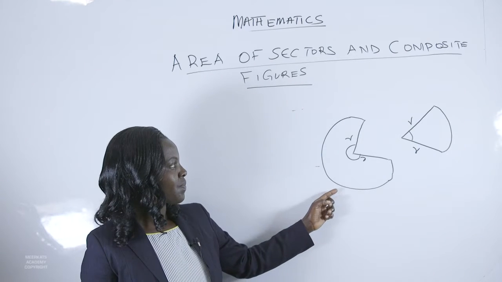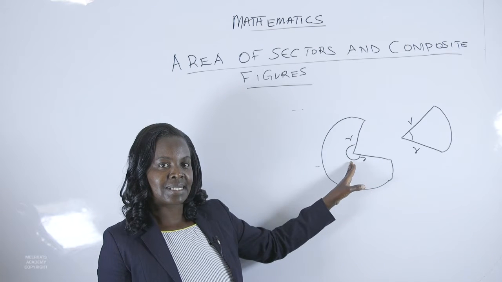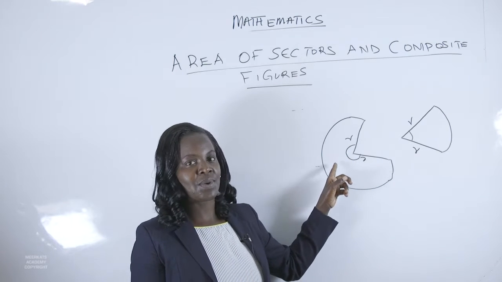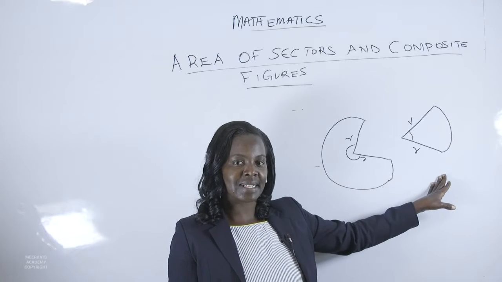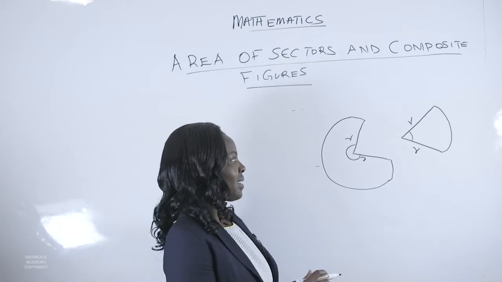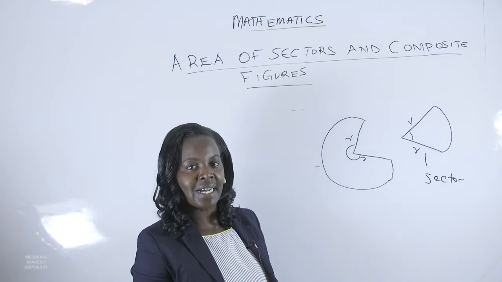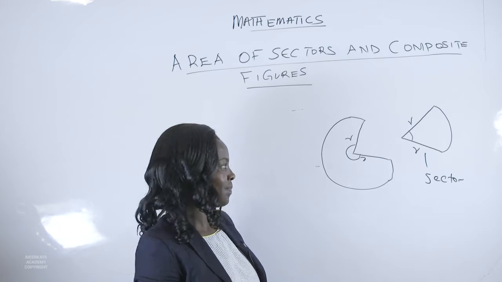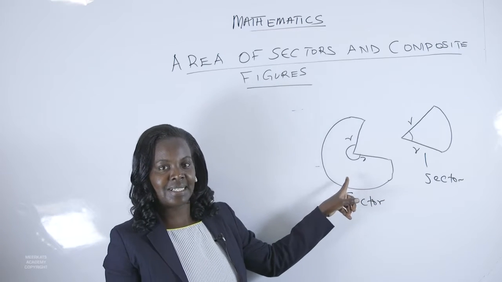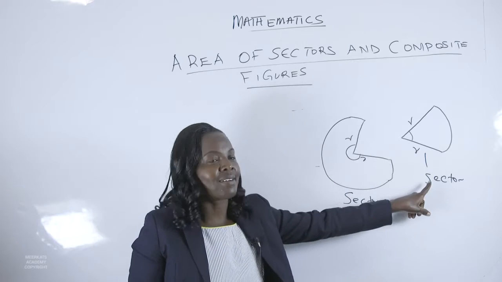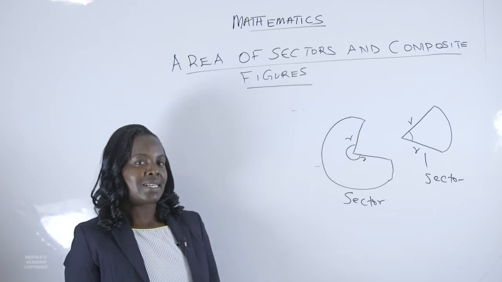If we cut a circle along the radius from the center of the circle, what we will have is what we are referring to as the sector of a circle. So this is a sector, a smaller sector cut out from the circle. And this is also another sector, but this one is larger than the first one. Both of them, we call them sectors. What then is a sector?